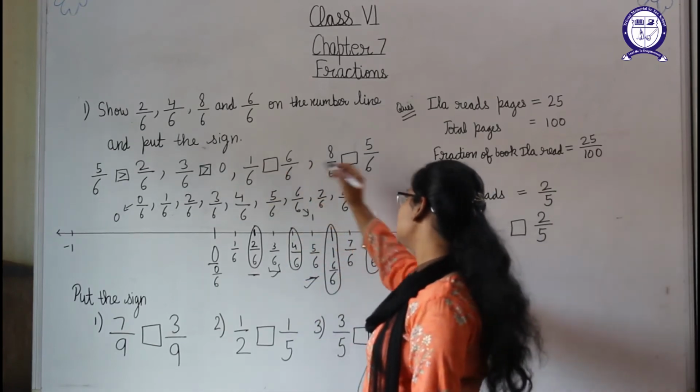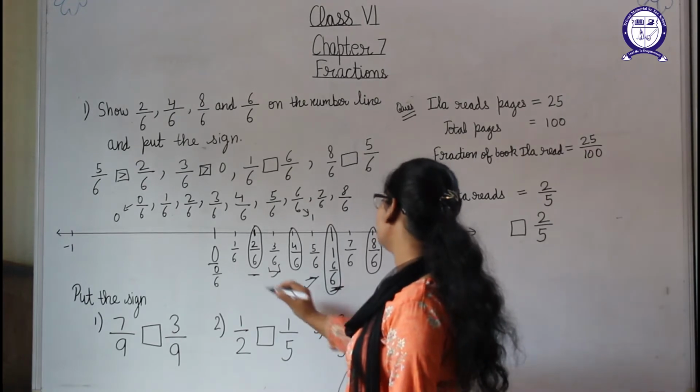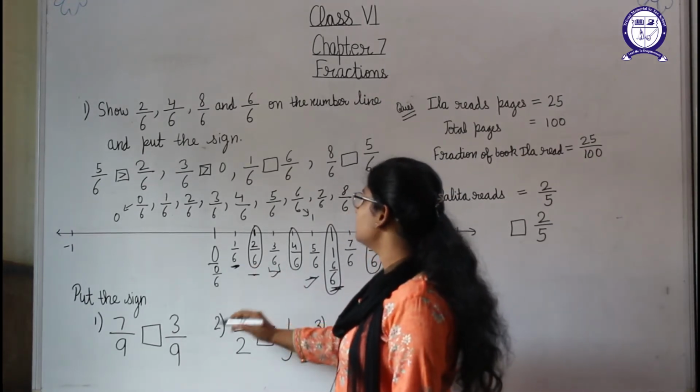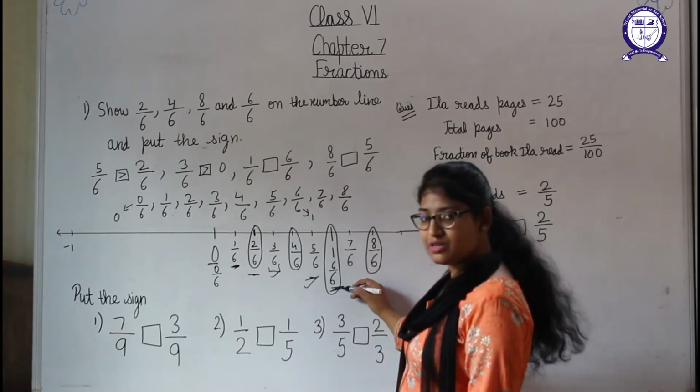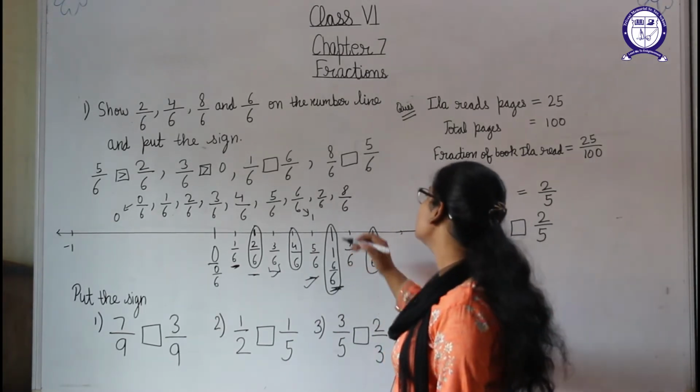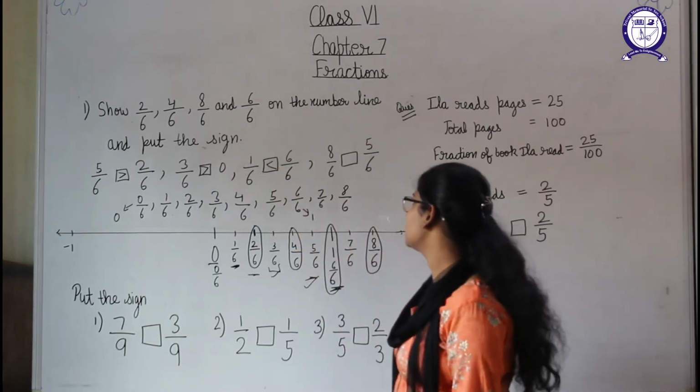Here 1 by 6 and 6 by 6. 6 by 6 means 1, this one, and 1 by 6 is this one. So which is greater, or we can say which is on the right side? 1 is on the right side, or we can say 6 by 6. So 6 by 6 will be the greater one, so we will put the sign like this.